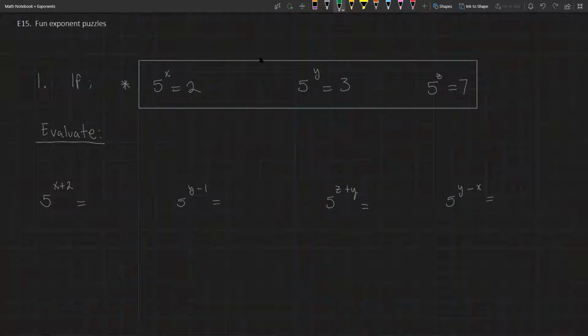All right, so the main idea is that we're given this key, these three pieces of information, and we want to evaluate these exponential puzzles, meaning give them a numerical value. So let's start to think together and maybe you can figure some of these out on your own. Let's think about what's happening with exponents here. What's happening is that exponents are being added.